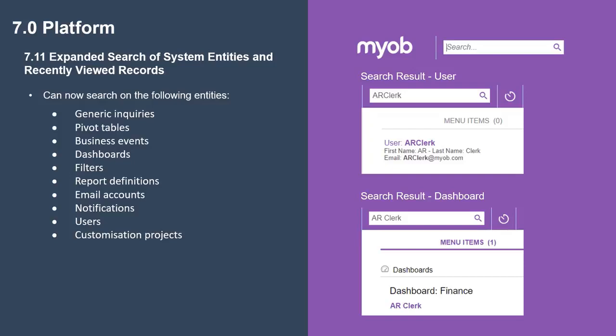And finally, the following entities are now searchable by using the search field on the top pane of the MYOB Advanced screen. The recently viewed workspace has also been expanded to include more information about these entities.